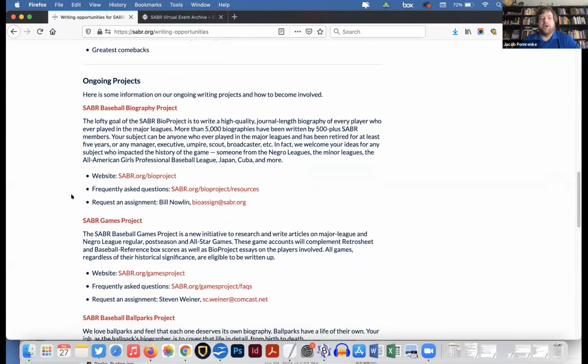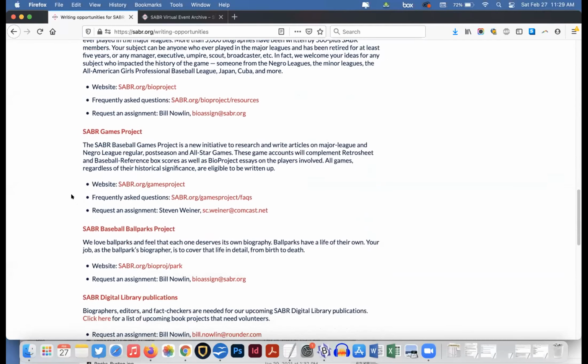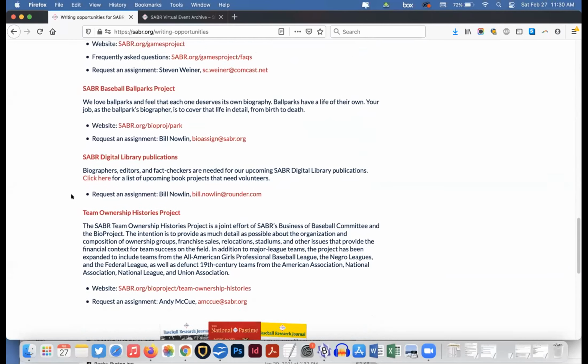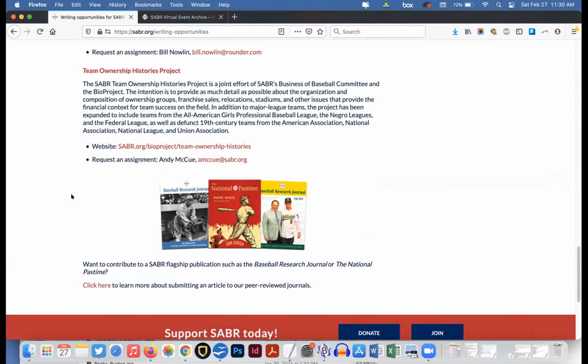And then here are some of the ongoing projects that you can get involved with at any time: the bio project, the games project, the digital library, team ownership, things like that. Again, any Sabre member is eligible to write or edit or fact check, or any level of involvement. We're happy to have you as part of Sabre research projects.